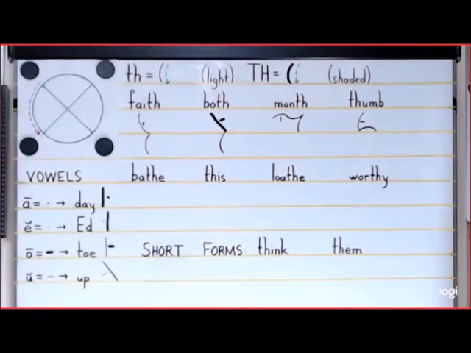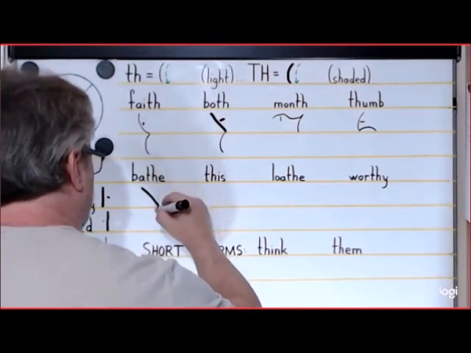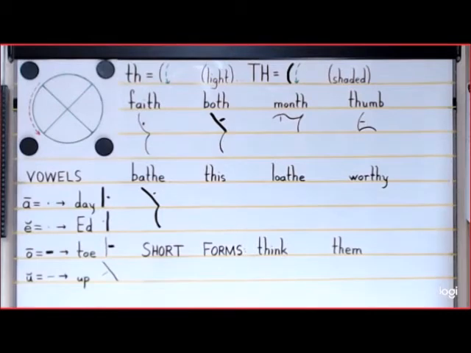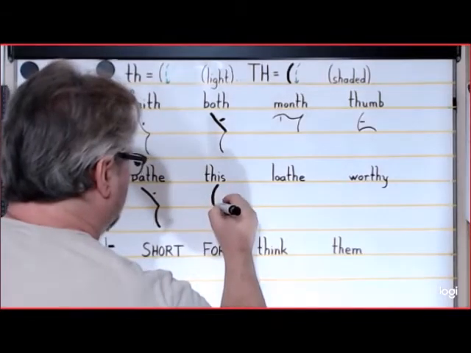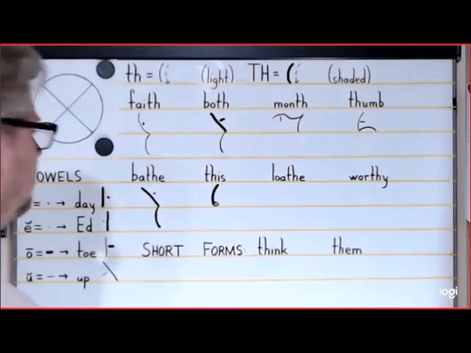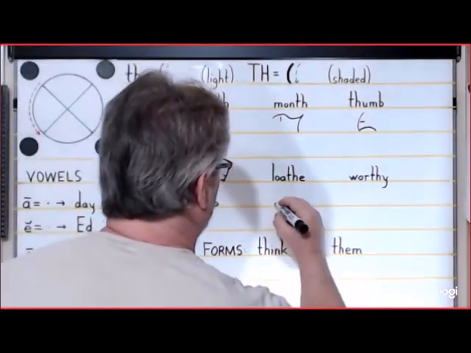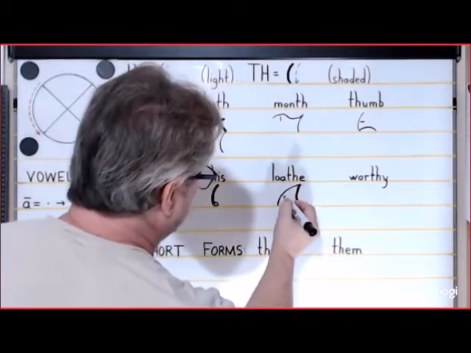Now on to the heavy shaded versions of the TH, which is the voiced sound. So bathe is going to be B, the heavy TH, and then the heavy dot. The word this is going to be the TH, and then we're going to write a small circle right there, and that stands for the S. We'll get into circled S's in a subsequent lesson. The word loathe is going to be L, and then TH, and then the heavy dash here.